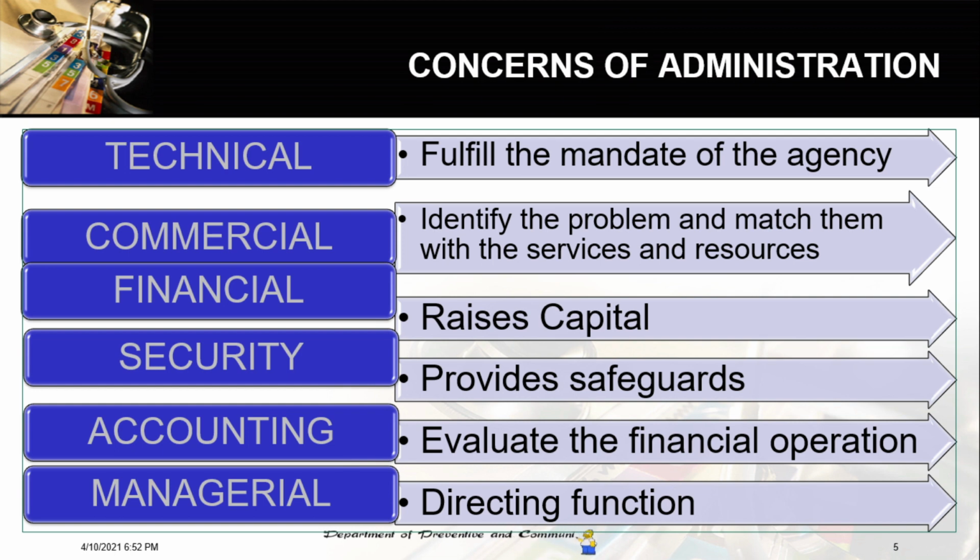First, technical: it should fulfill its mandate. Second is commercial. This is the organization's ability to address a problem with the services and resources that the organization has. Third, financial. It has money to sustain its operations. Fourth, security. It can safeguard the organization by protecting its honor or by securing its data privacy. Fifth, accounting. There is a unit which evaluates the financial operation. And managerial, there are managers who direct the function of the organization.